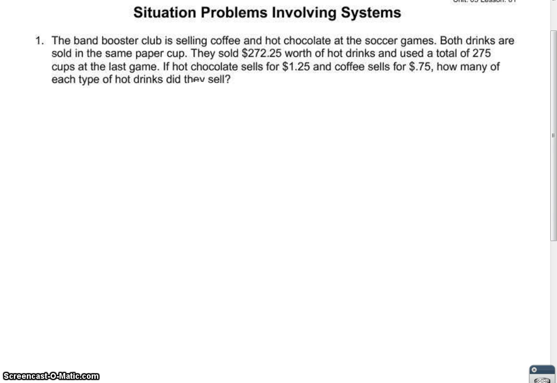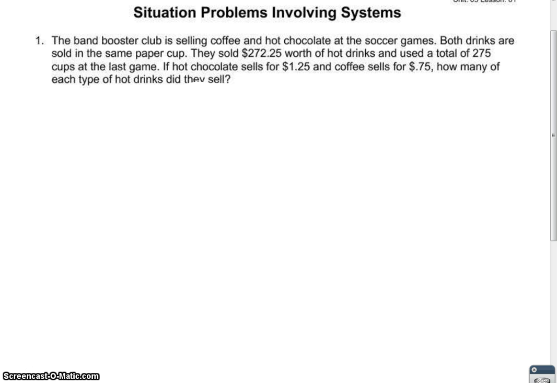It says the Band Booster Club is selling coffee and hot chocolate at the soccer games. Both drinks are sold in the same paper cup. They sold $272.25 worth of hot drinks and used a total of 275 cups at the last game. If hot chocolate sells for $1.25 and coffee sells for 75 cents, how many of each type of hot drink did they sell? So before we can get started, we have to come up with 2 equations.